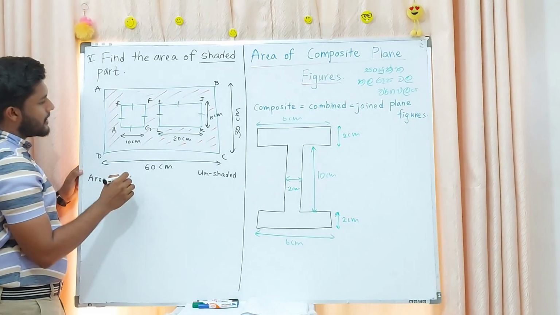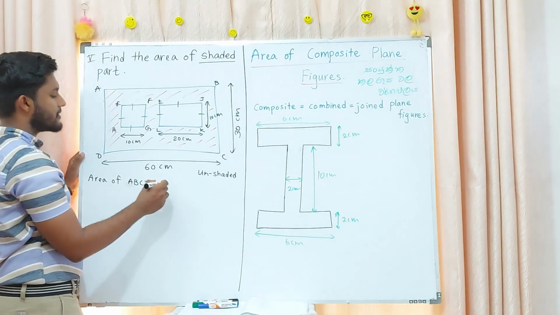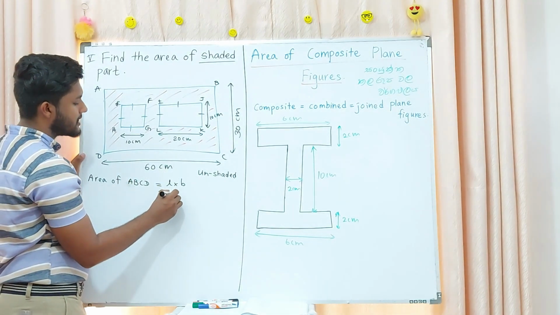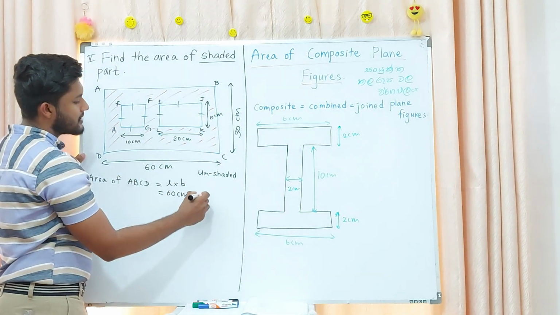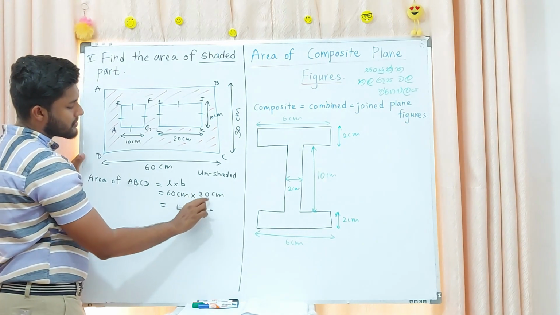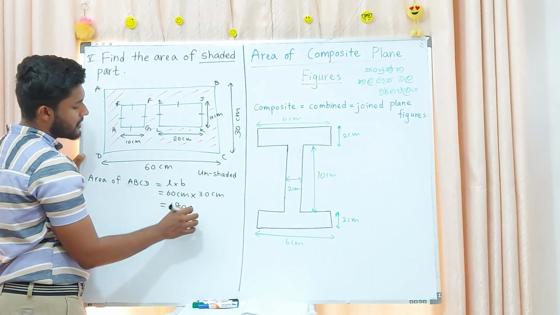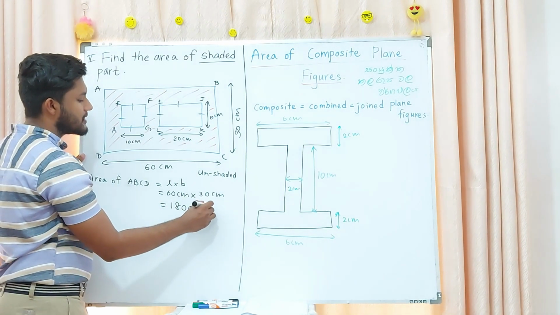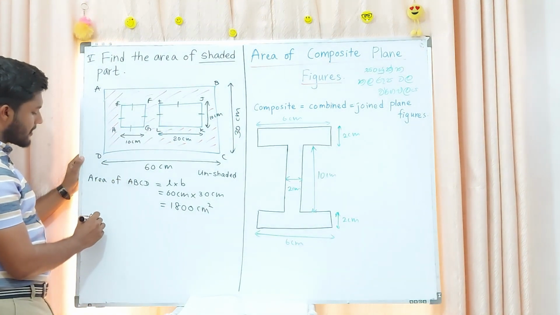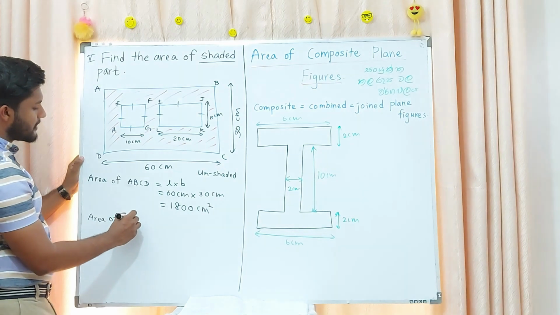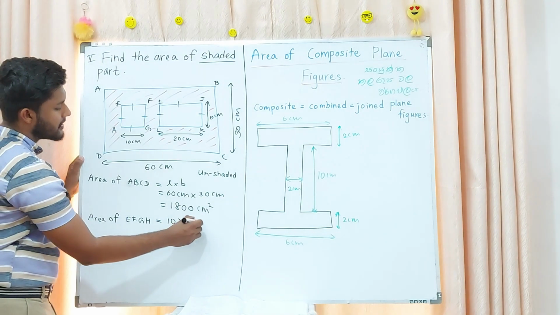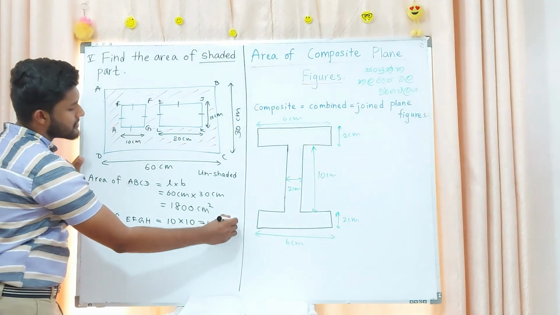Area of A, B, C, D. How can we calculate the area? Length into breadth. Length is 60 centimeters. Breadth is 30 centimeters. Yes, 60 into 30, 1800 centimeters squared. Then the area of these two, area of E, F, G, H. How can we calculate? Yes, 10 into 10, that is 100 centimeters squared.